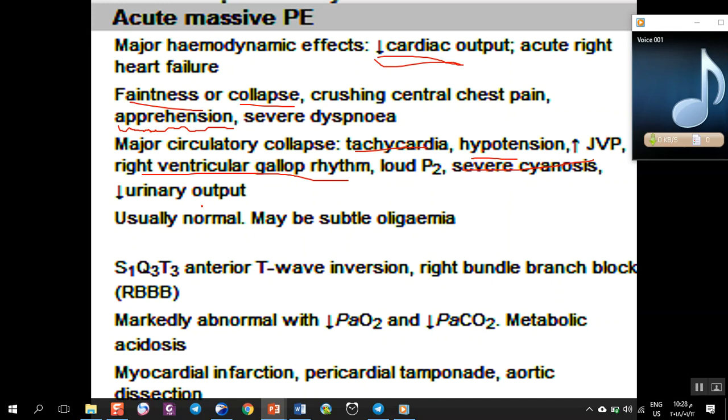Types of shock: in case of bleeding, hypovolemic shock. Septic shock: sepsis, infection such as UTI or diabetic infection, and shock. In case of heart failure, pump failure, what's the shock? Cardiogenic shock. Anaphylaxis, in case of allergic reaction. And neurogenic shock. Four types here.